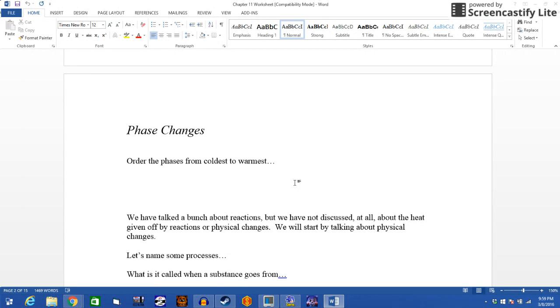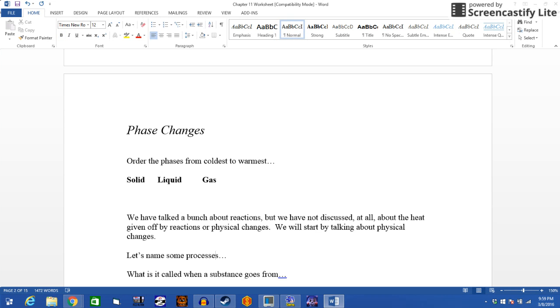I'm going to start with ordering the phases from coldest to warmest. We're going to stick with the 3 main ones. Nothing really all that surprising here. Solid, then liquid, that's faster, then gas.